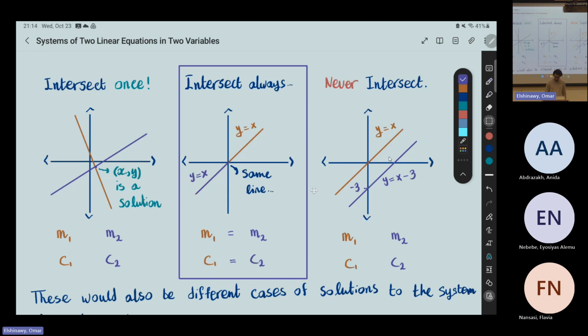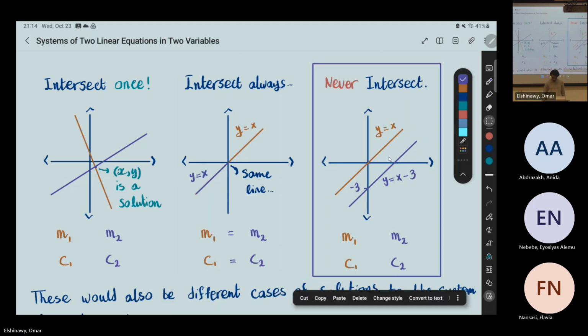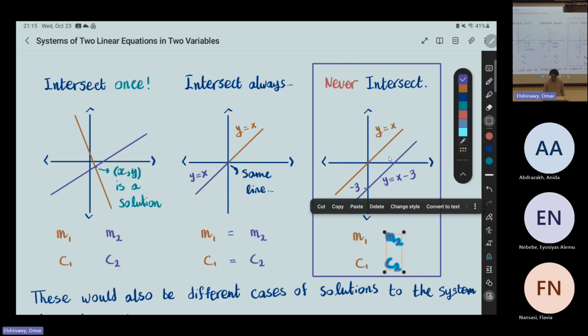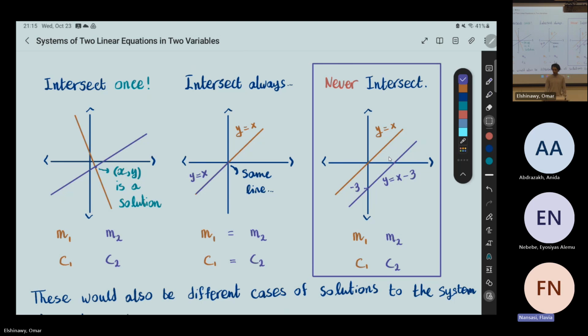Okay, and now I want to switch to the right for the case where they never intersect. So how would you make two lines never intersect? How do we cook up a recipe for that? First, I want to ask you about the slopes. So what do you think the relation between the slopes should be? Yeah, the same. They're the same. Okay, I think that was Flavia. So Flavia says they should be the same. Okay, but what about the y-intercepts? Do you think they should be the same? No.